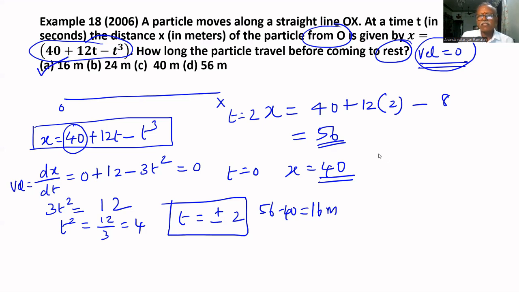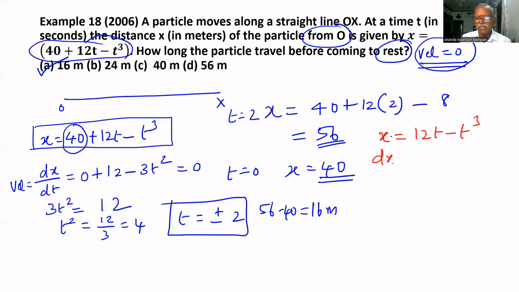56 meters is not correct. Initially, if it is at 0, then 56 is correct. So suppose I give another example. Suppose my equation is like this: x equal to 12t minus t cube. Let us assume.